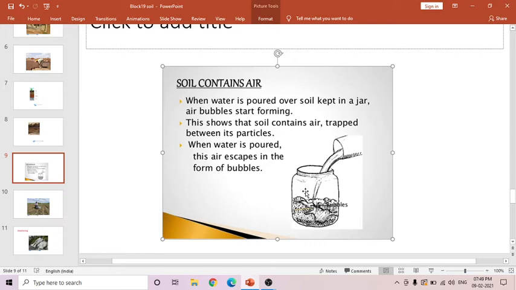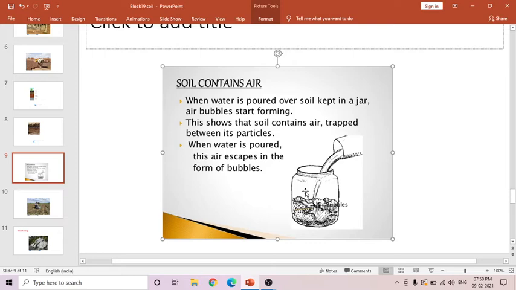Okay, that is because of the heat whatever you are supplying. You learnt in the previous lesson the differences between boiling and evaporation. Here the water from the soil evaporates and touches the cool lid and condenses back and forms the water droplets on the lid. So these two activities prove that the soil contains water and also the soil contains air.